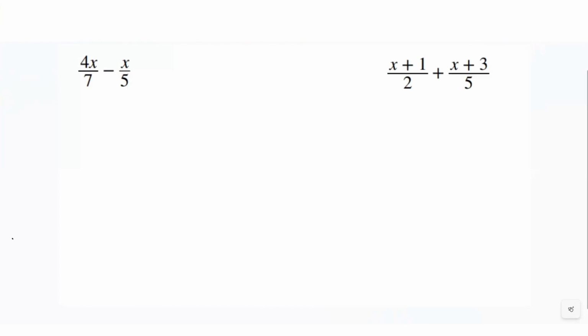So you can see here the questions on the board. The first question is 4x over 7 minus x over 5. Since it's a fraction, we have to make the denominators the same. To do so, we have to find the LCM of 5 and 7. The LCM of 5 and 7 is 35. So we have to change both the denominators into 35. We have to multiply both the denominators with some number.